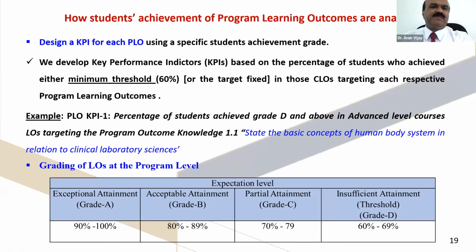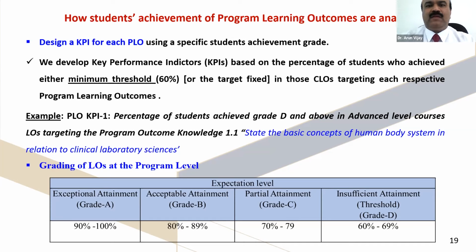Next step will be the assessment of program learning outcome. Once course learning outcomes are assessed, we go to the next step of developing the program learning outcome. We convert each learning outcome into a KPI. You can see the example, PLO KPI, by using the grade distribution system. Percentage of students who achieve D grade and above. D is the minimum requirement, 60%. We can keep C grade, B grade, it according to the requirements of the program as well as the mission and goals of the program.